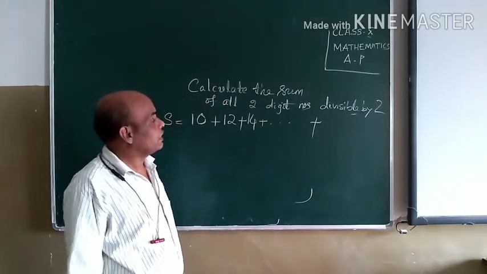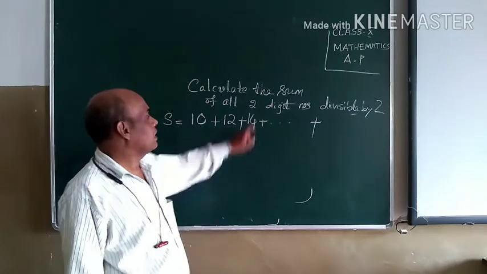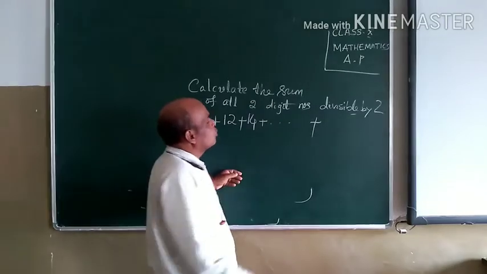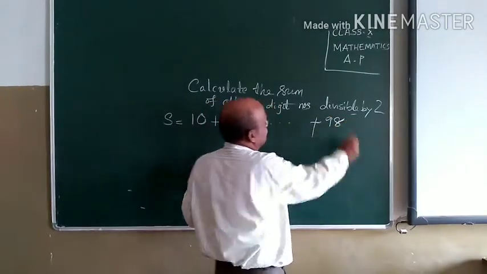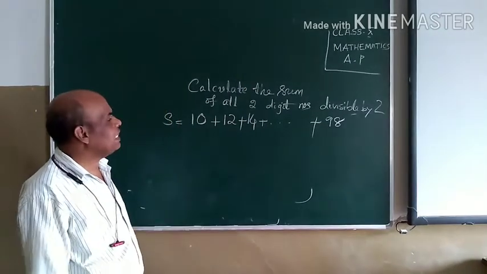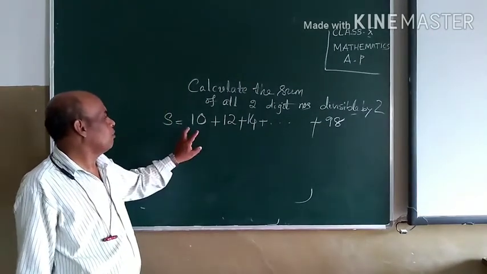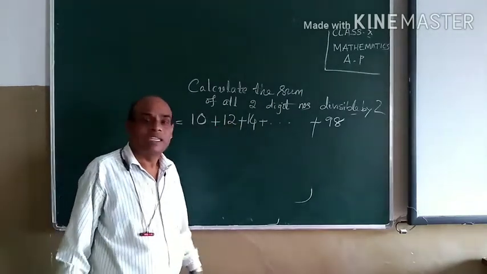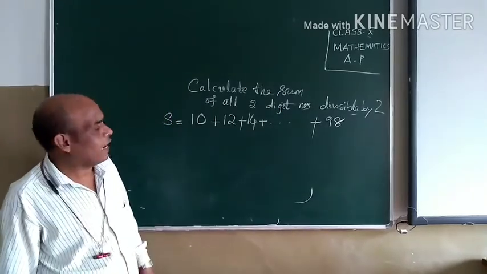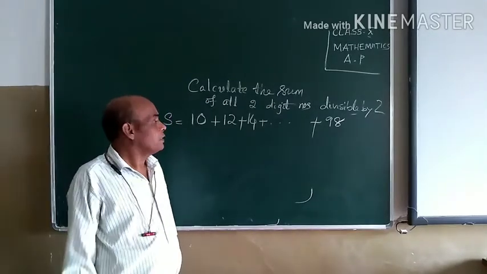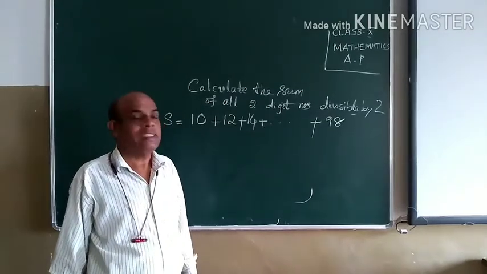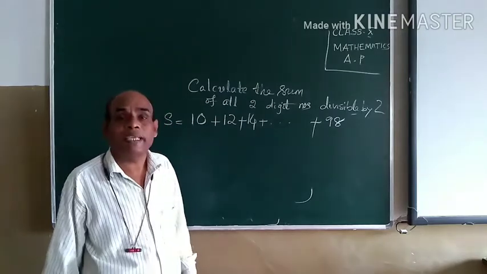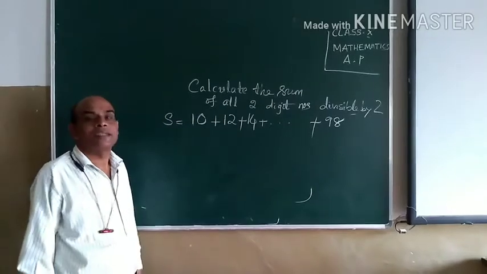The last number that is divisible by 2 and should be a two-digit number, we will write 98. So the first number is 10, the second number is 12, the third number is 14, like that, up to 98. We can find the sum by two methods, either by Gauss rule or otherwise by formula. Suppose I apply the Gauss rule.